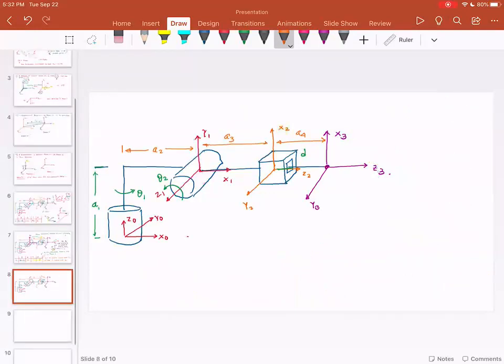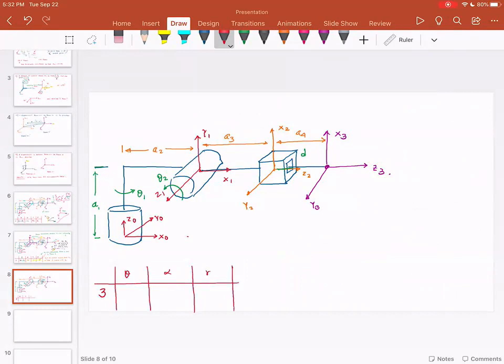Now we have to form the last row of the DH parameter table, which is theta, alpha, r, and d. For the last row, I should be looking at frame number 2 and frame number 3. So check this out. My translated frame number 2 is here.